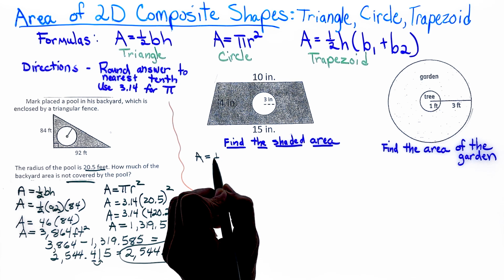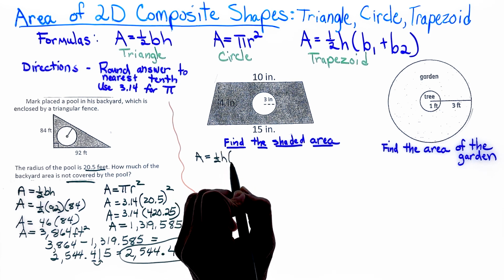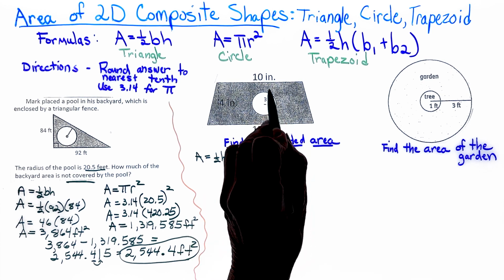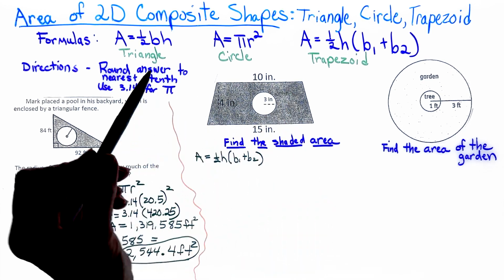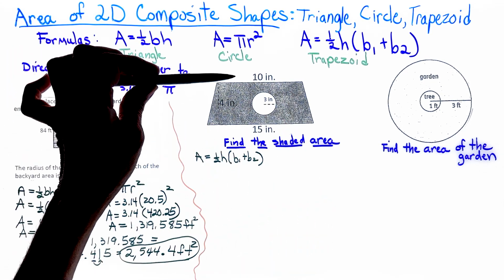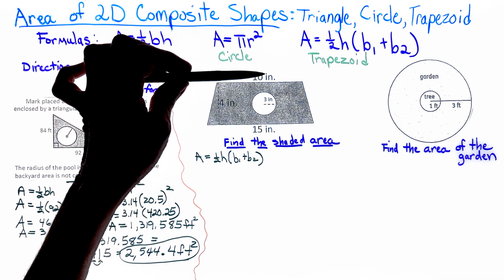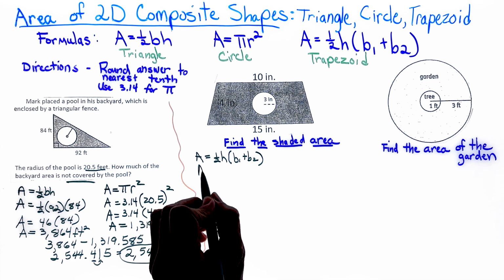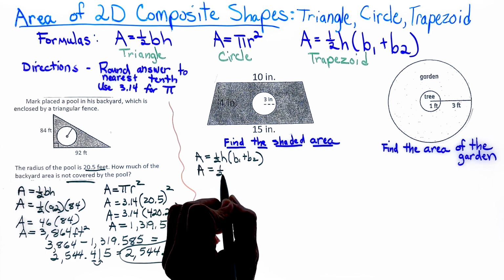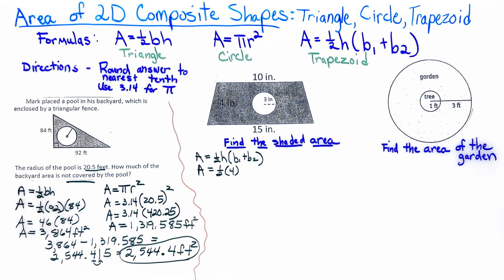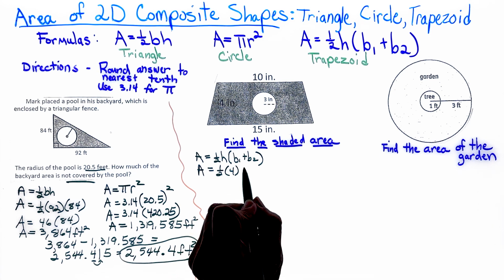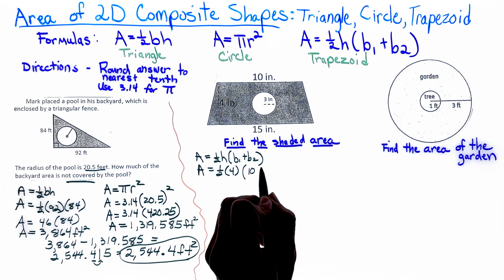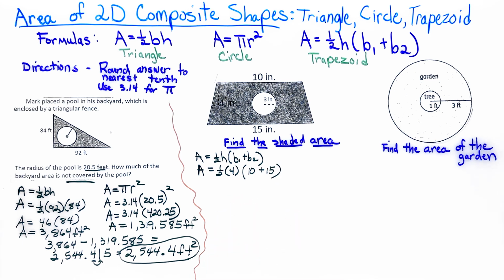Area is equal to 1/2 the height times base 1 plus base 2. So we add these two bases together. And how you know what a base is: it's the parallel sides of the trapezoid. So now area is equal to 1/2. The height is 4, I'm just substituting in my values. And then my first base is 10 and my second base is 15.